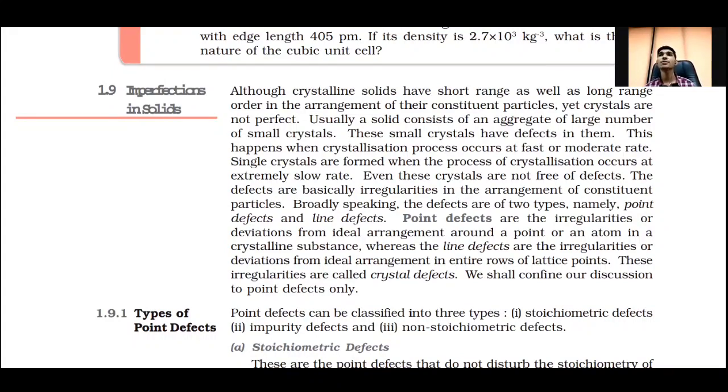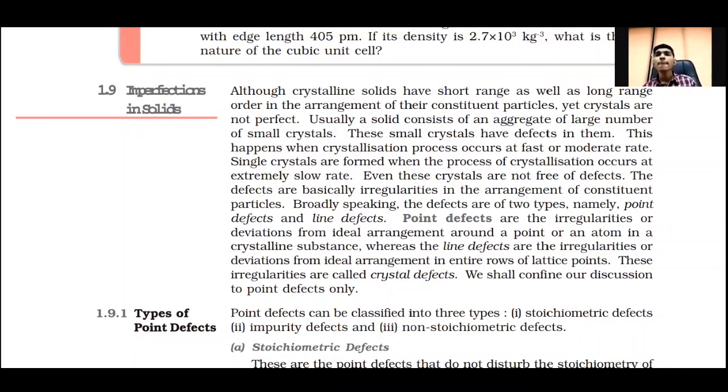Means if we create very optimum conditions, there will be only very small or negligible defects, but there will always be a defect. Now, defects are basically irregularities in the arrangement of the constituent particles. You should underline this: what is meant by a defect? A defect is an irregularity in the arrangement of the constituent particles.